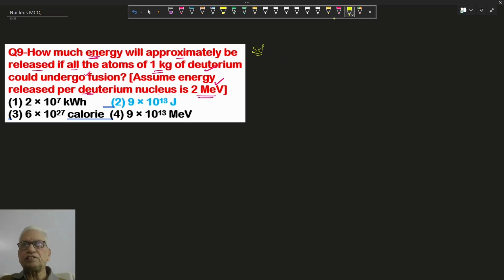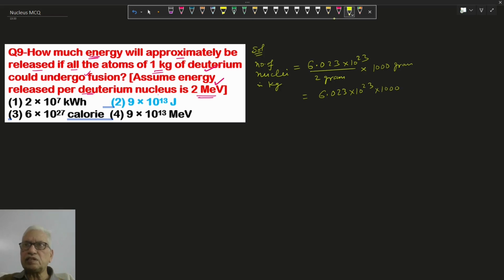So here first we have to find how many atoms or nuclei are in 1 kg of deuterium. The number of nuclei in 1 kg of deuterium is given by the Avogadro number, 6.023 × 10^23 in 2 gram of weight, and 1 kg is 1000 grams. So the grams cancel out, and we are getting 6.023 × 10^26 nuclei in deuterium.